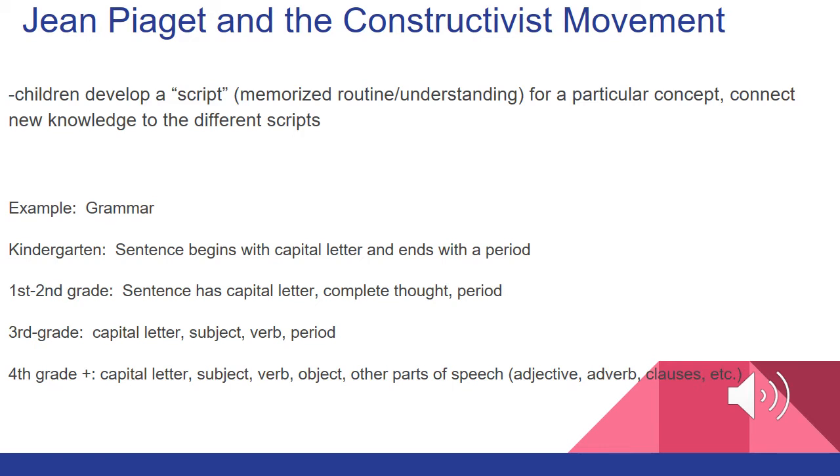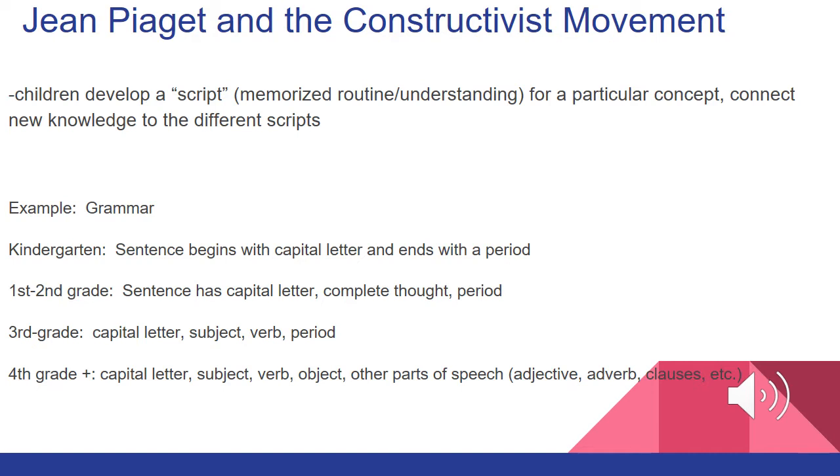So another example of this would be, let's say in kindergarten, students learn that a sentence begins with a capital letter and ends with a period. Later, that becomes automatic when they're writing. And so when they get to first grade, they're not always thinking in their mind, I'm going to put a capital letter and a period. Many of them already know it's automatic.